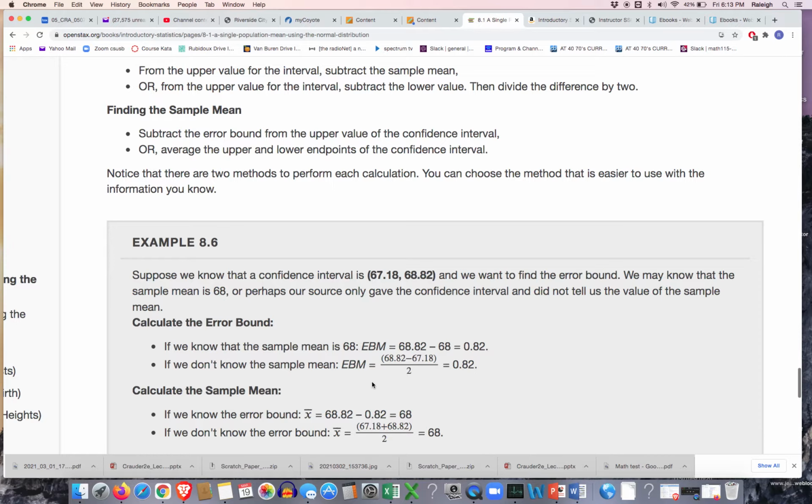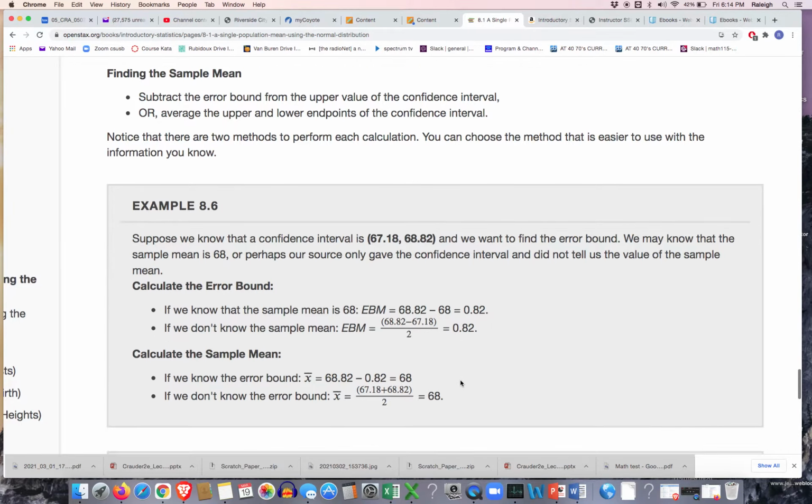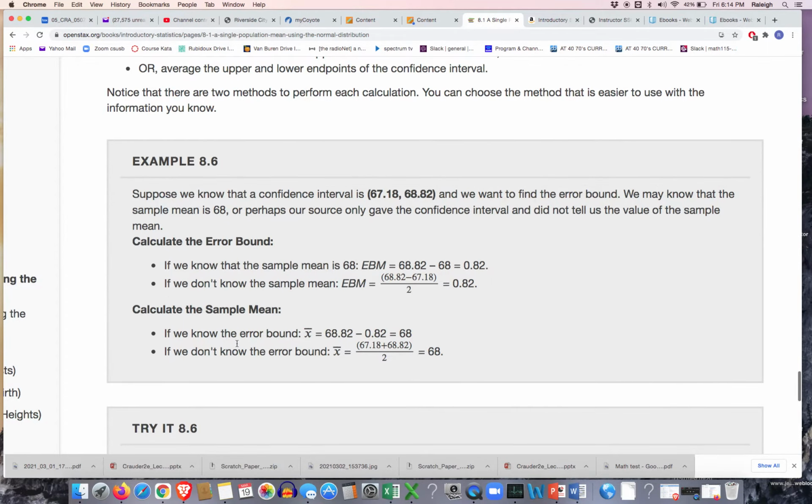Now, if you don't happen to know that 68 is the sample mean, you could basically subtract the two, find that extra wide width that the other book was very fond of. They didn't even like to use margin of error, which I found to be a bit strange. And then divide it by 2 to find half of that width, which of course is an error, plus or minus the error, EBM, as this book likes to say.